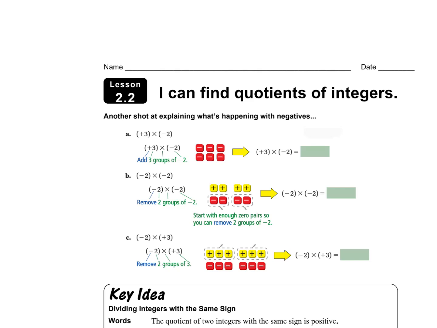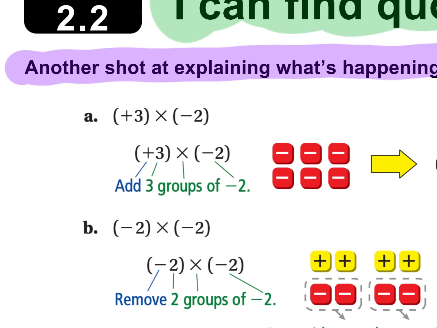Hey, pre-algebra, last week we talked about multiplying integers, which are positive or negative numbers. And here I am, I'm going to take another shot at explaining what's happening with those negatives before we jump into finding quotients of integers. So here's what's going on.